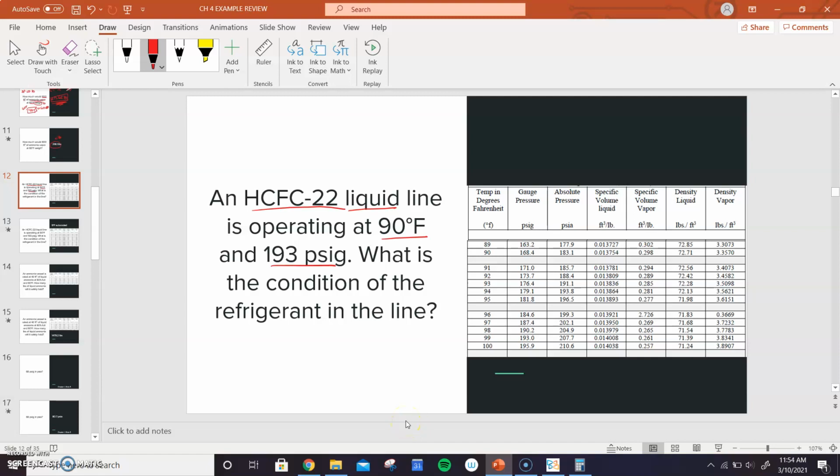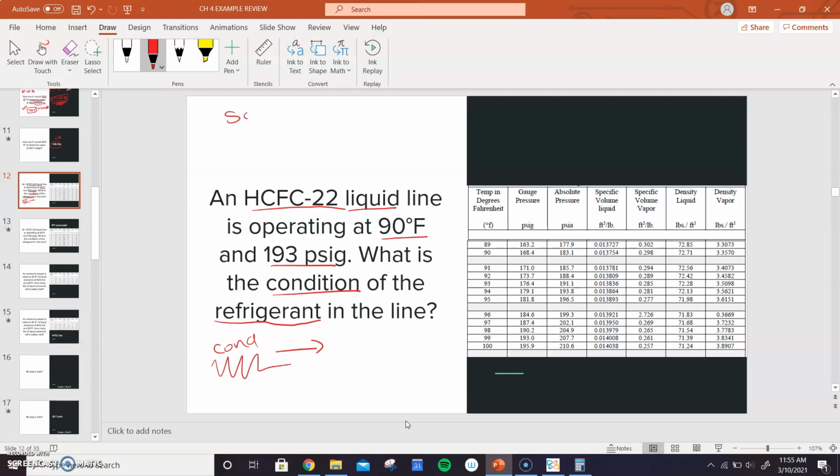So a liquid line would be coming from your condenser, or going into your evaporator. That would be liquid lines. So we are at 90 degrees Fahrenheit, 193 psig, and we want to know the condition of the refrigerant in the line. What are the three conditions we can be at?